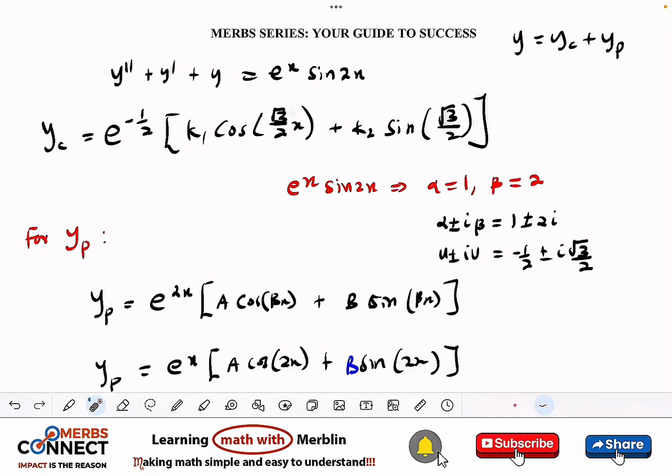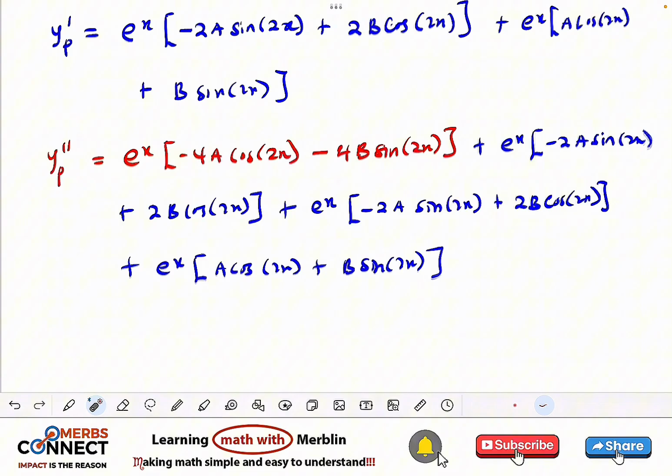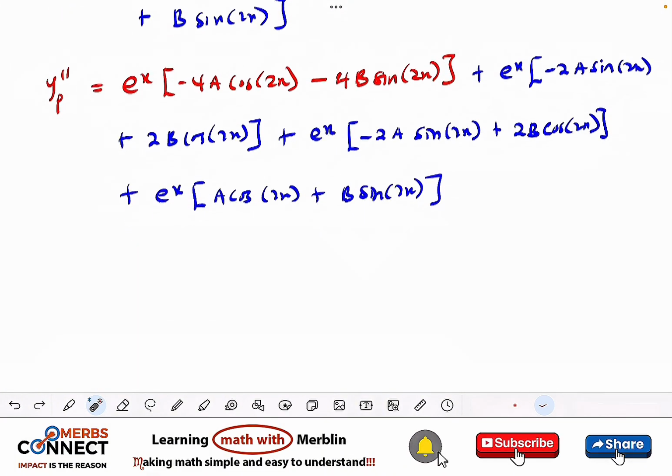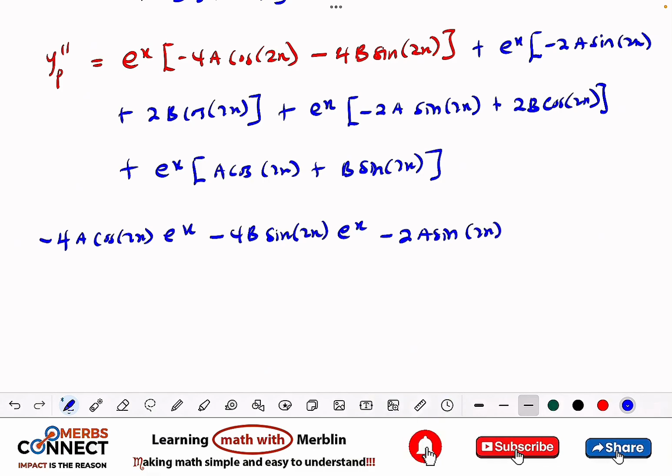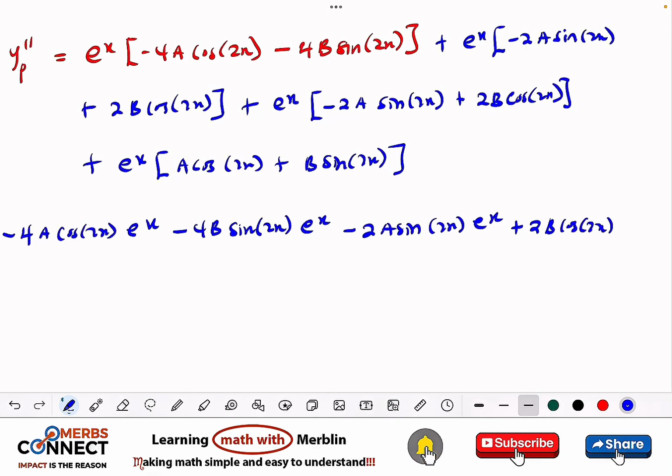So I'm going to substitute them inside this equation. So y prime prime plus y prime plus y. I need to write y prime prime, but I'm going to simplify it whilst I'm writing it. Good. So let's go through. Multiply it through by e to the power x. So I'm going to have minus 4a cos 2x e to the power x minus 4b sine 2x e to the power x minus 2a sine 2x e to the power x, then plus 2b cos 2x e to the power x.